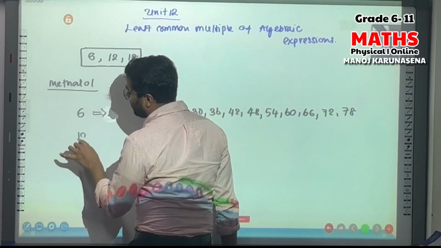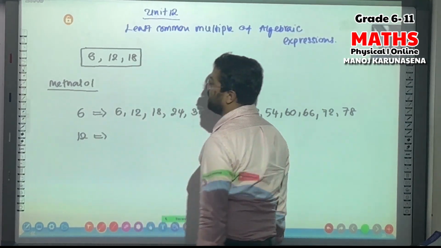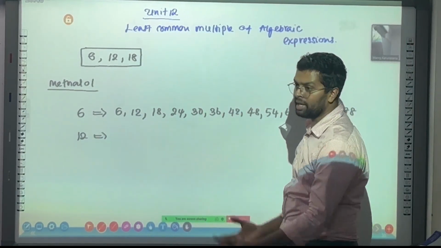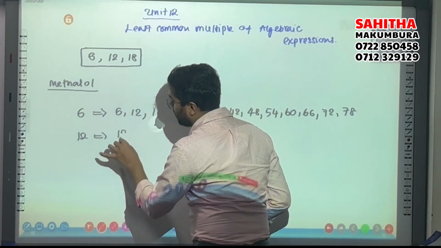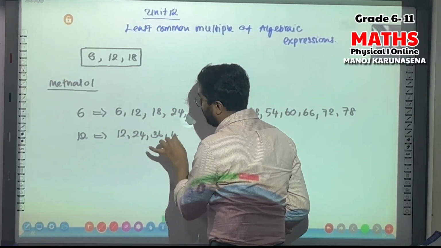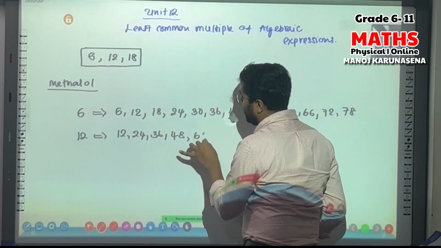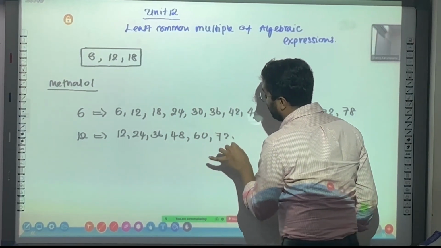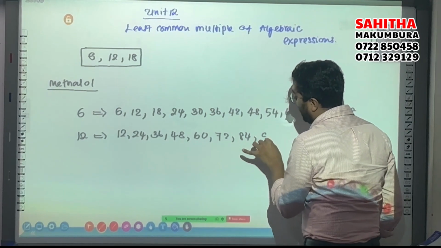Multiples of 12. What are the multiples of 12? 12, 24, 36, 48, 60, 72, 84, 96.